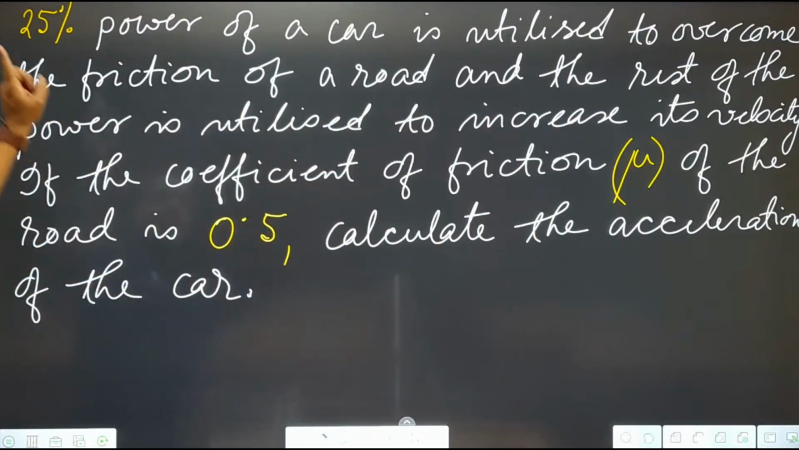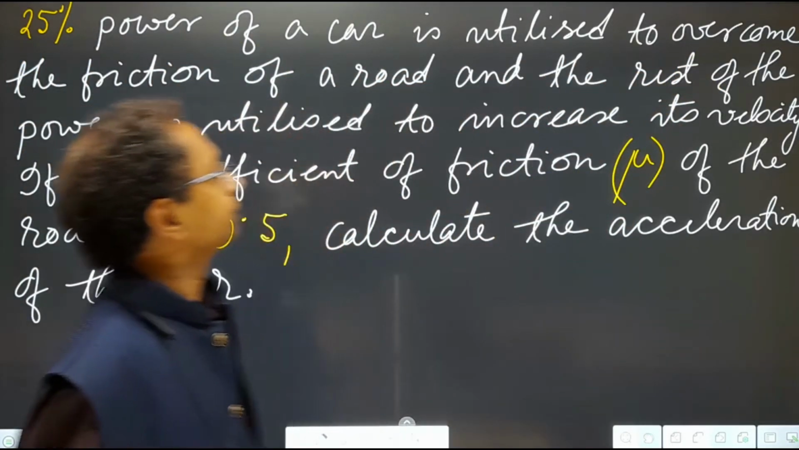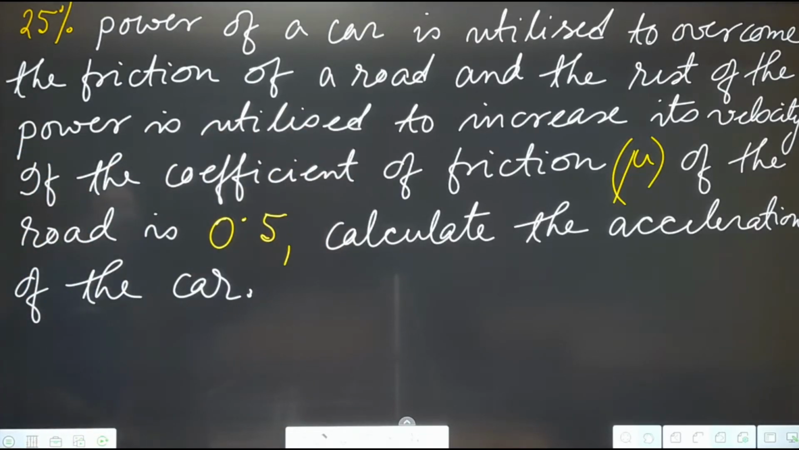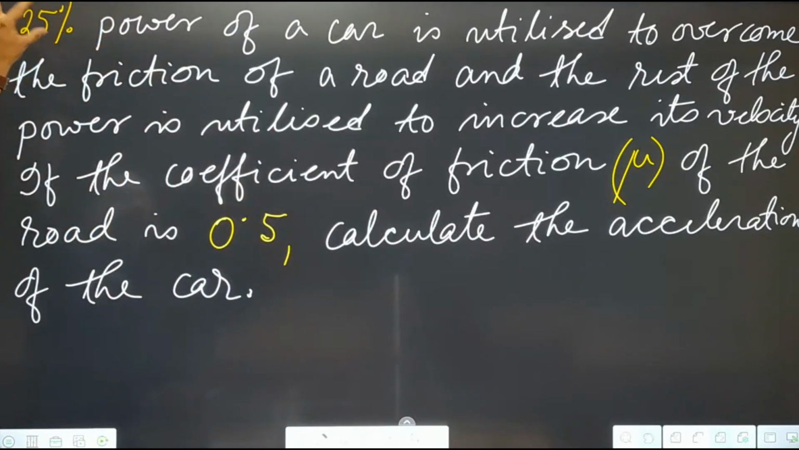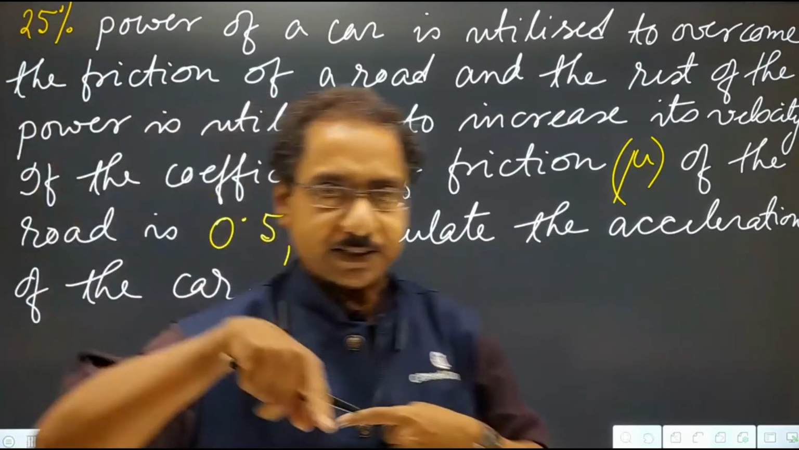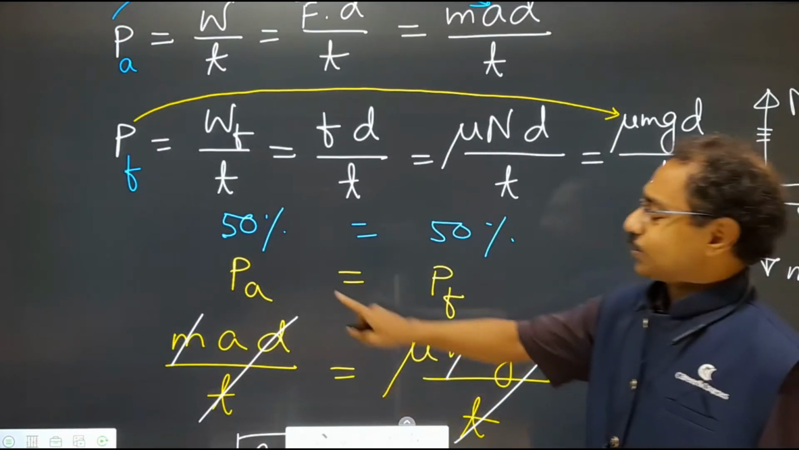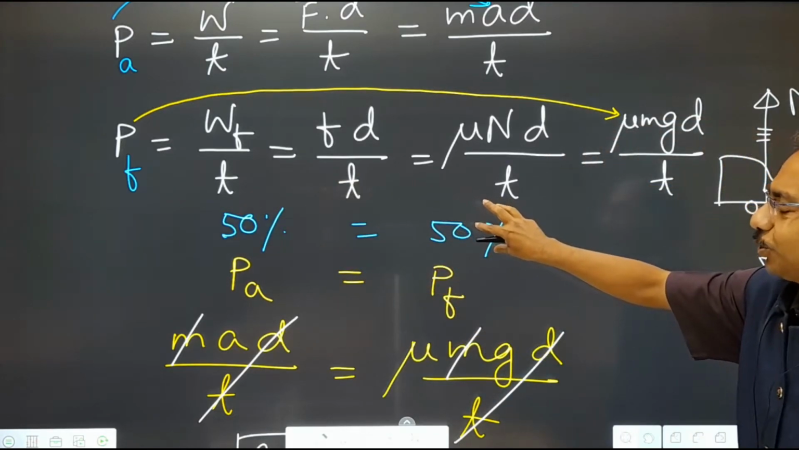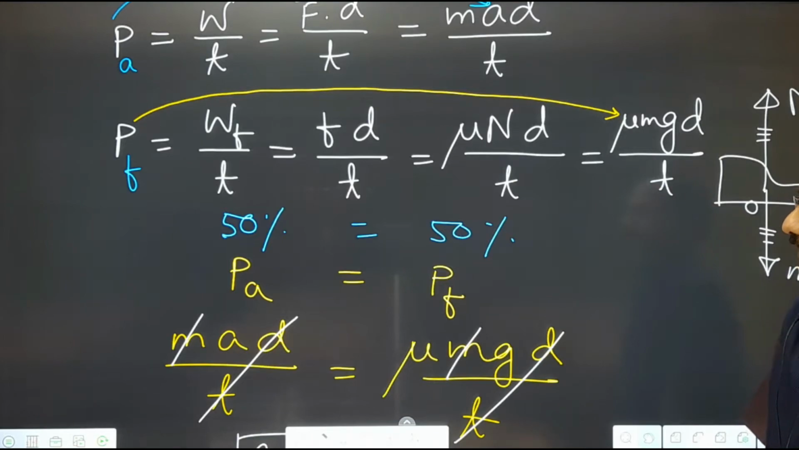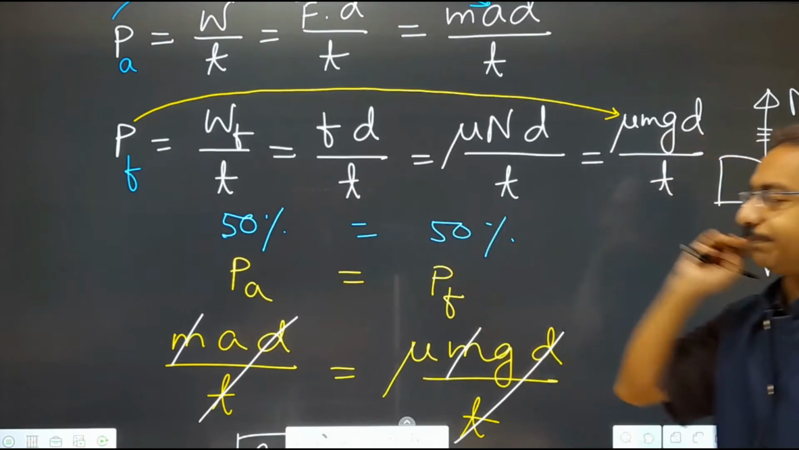Here it is given 25% power of a car is utilized to overcome the friction of the road, and the rest of the power is utilized to increase its velocity. The question is the same. Only the fraction of power to overcome the friction is different. It's given 25%. So from the previous question, we can see that we had PA equal to PF because it was 50%. The power to overcome the friction also was 50%, and the power to increase the velocity also was 50%. So we got 50 equal to 50.